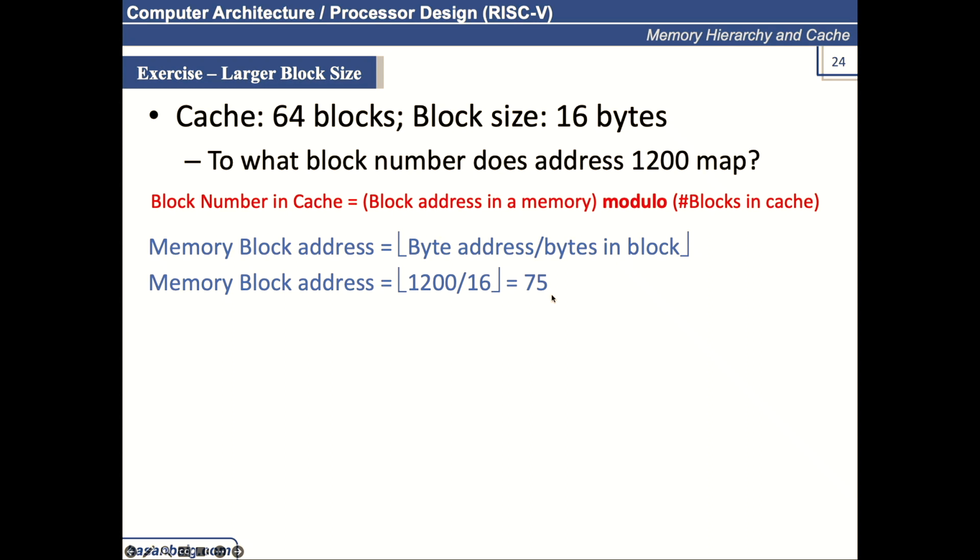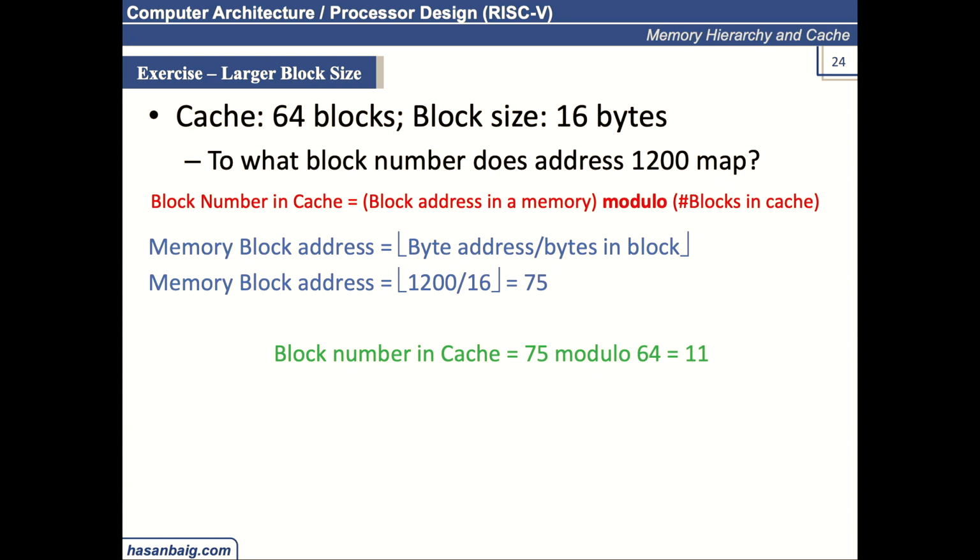Okay, so that 75th block in a memory has to be copied into a block in a cache. Now we need to determine which block in a cache. So this is the formula for this one. What we do is simply 75 modulo 64, which means that it will be mapped into block number 11 in the cache. And this is exactly how you should be calculating and completing your assignment.